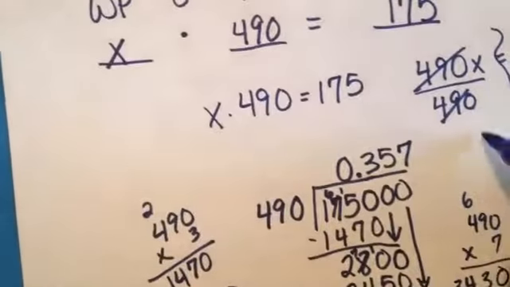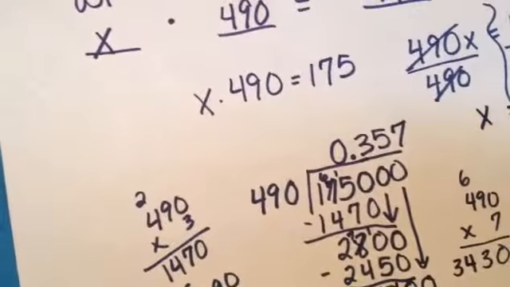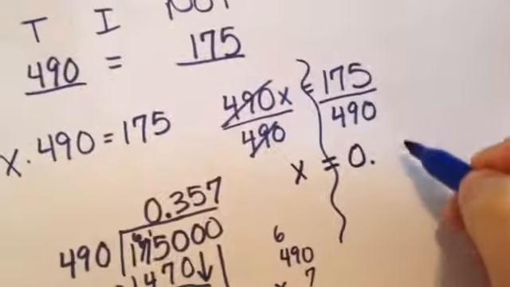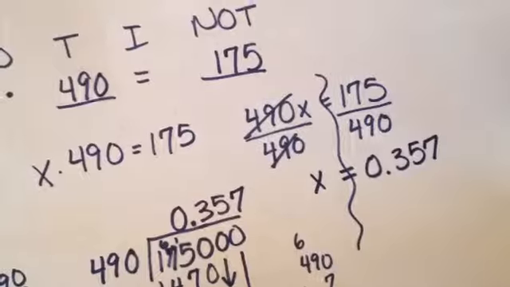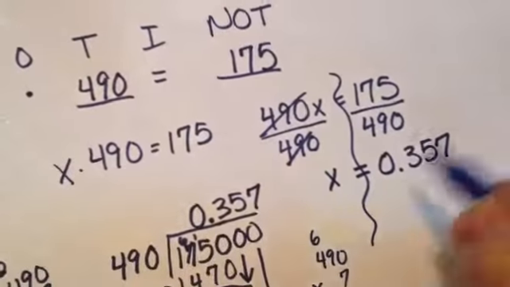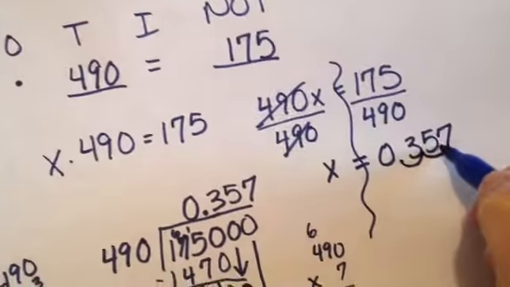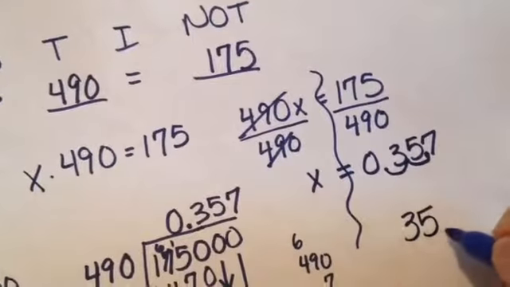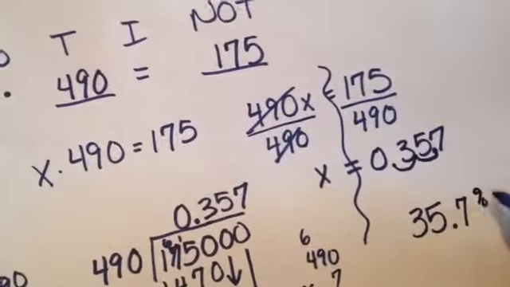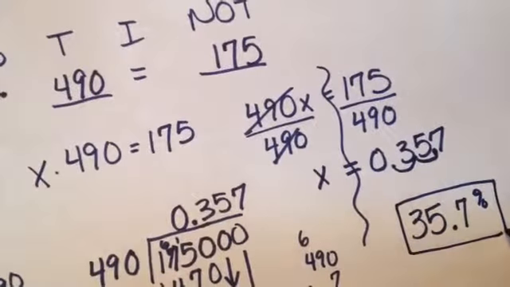Now, I'm not done because this tells me that x equals 0.357, and actually keeps on going, but I'm going to stop there. But I still have to change this into a percent. So I'm going to multiply times 100, or move the decimal over 2 places to the right, and I'm going to get 35.7%.